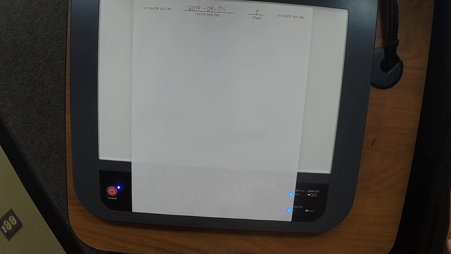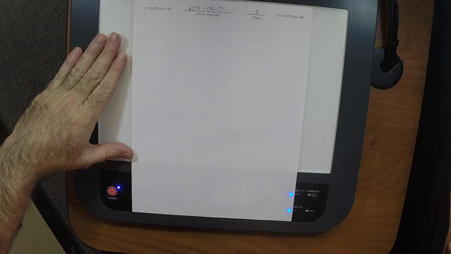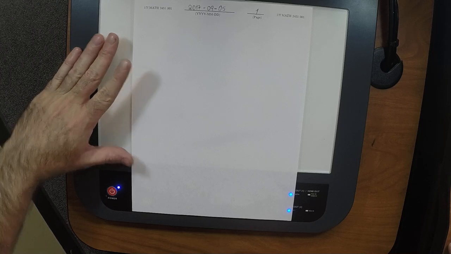Are the keys included in that not being posted yet? Those are posted. Yeah, those are posted as of an hour ago. Oh, okay. And I sent a message about it. Other questions? Okay.